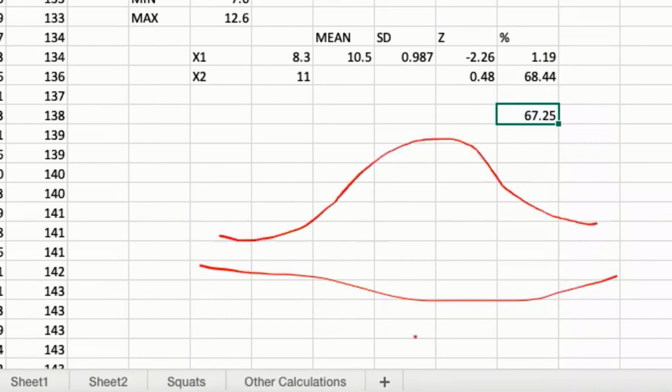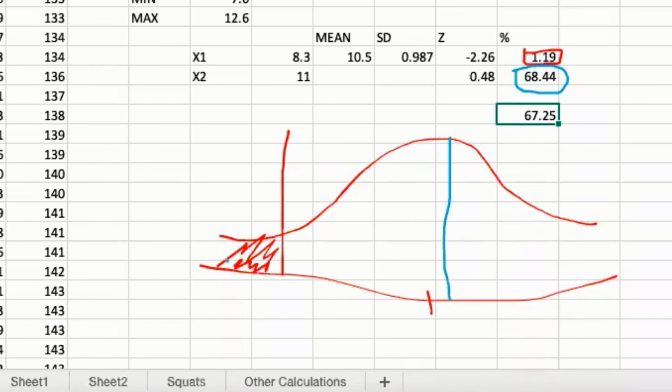We have a normal distribution. This is where our mean is located. We saw we have a z-score of minus 2.26. So let's say that exists out here. And this is the probability for this guy. And then we also have our 68.84%, which lies at 0.48. So that's pretty close to where the mean would be. That would include the area over here, right? Again, to the left of the z you find.